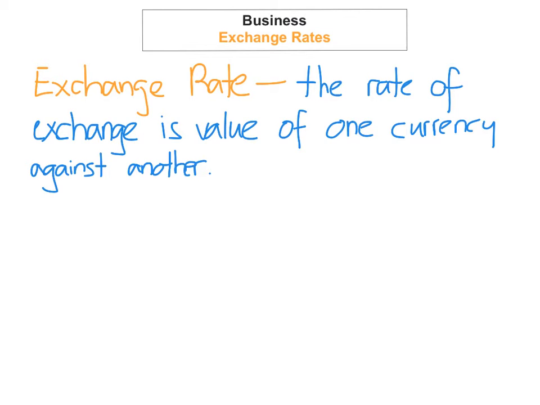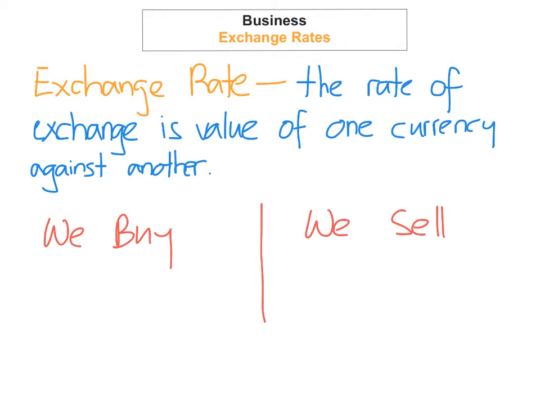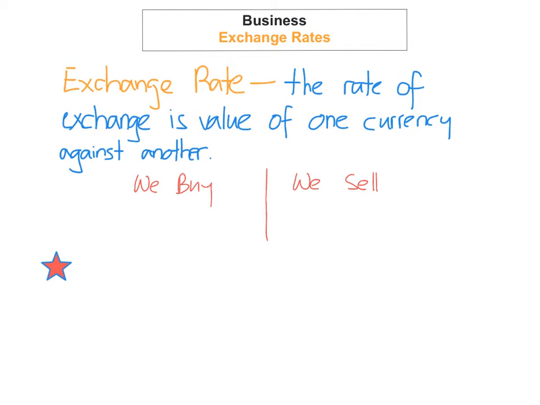And banks both buy, so they say we buy, and they have a section where they say we sell. And this basically means that they buy your euro, your currency, in exchange for another currency, and they also sell you currency in exchange for another currency. Right, so I'm going to give you a tip now that's very important, and it will help you do any question that you're asked in a Junior Certificate examination, okay?